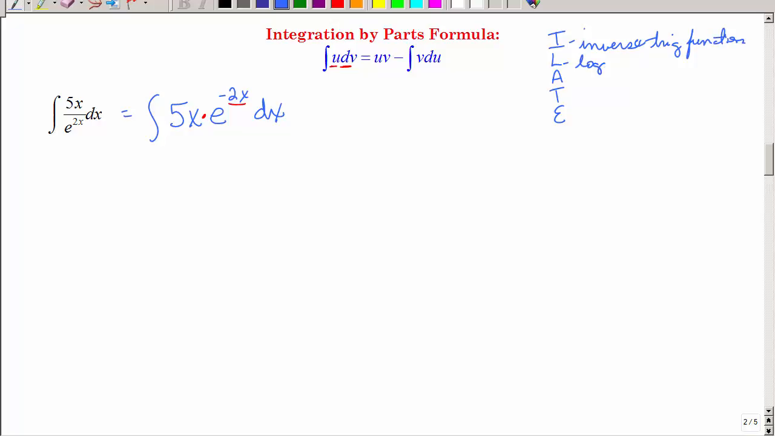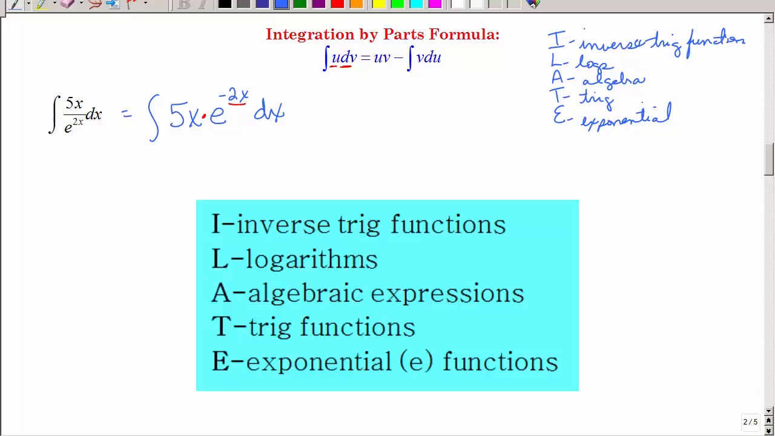L would be logarithms. A, anything algebraic like x, x squared, 2x, something like that. T stands for any type of trig functions. And E would be your exponential function. Now this mnemonic is, again, a suggestion of what you should let u equal to.